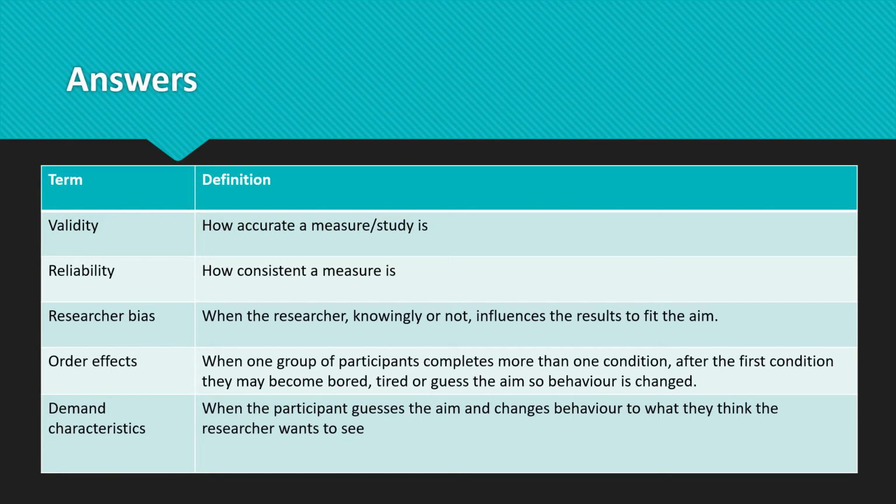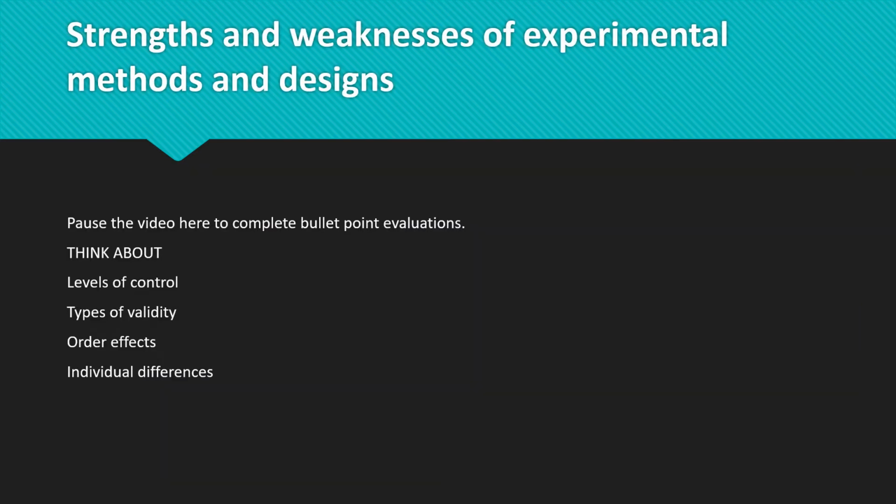And then demand characteristics, when the participant guesses the aim and changes their behaviour to what they think the researcher wants. It might not actually be what the researcher does want to find, but it's what the participant believes that the researcher wants to find. So they change their behaviour to fit that. So that's your definitions, and I want you to use those for your evaluation.